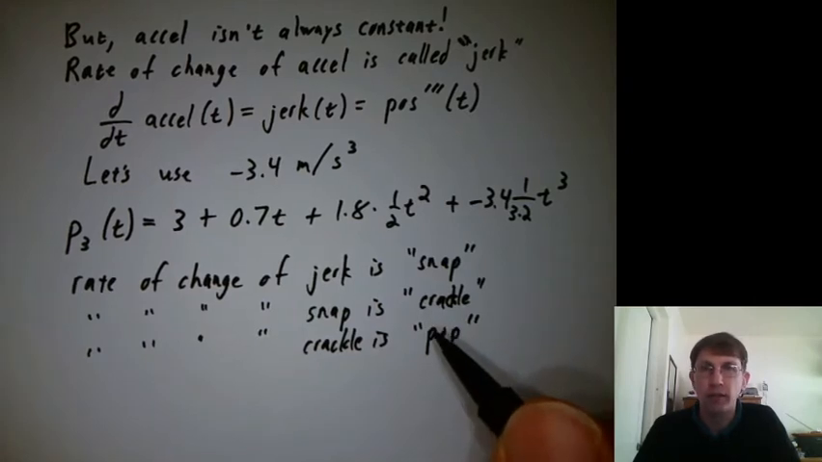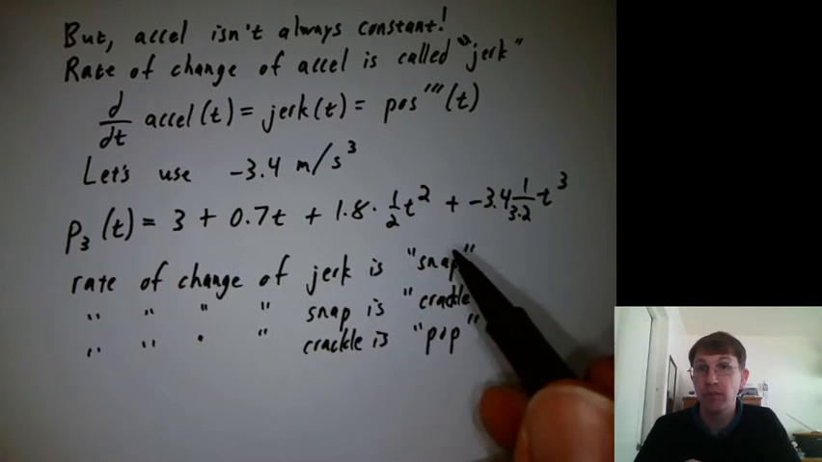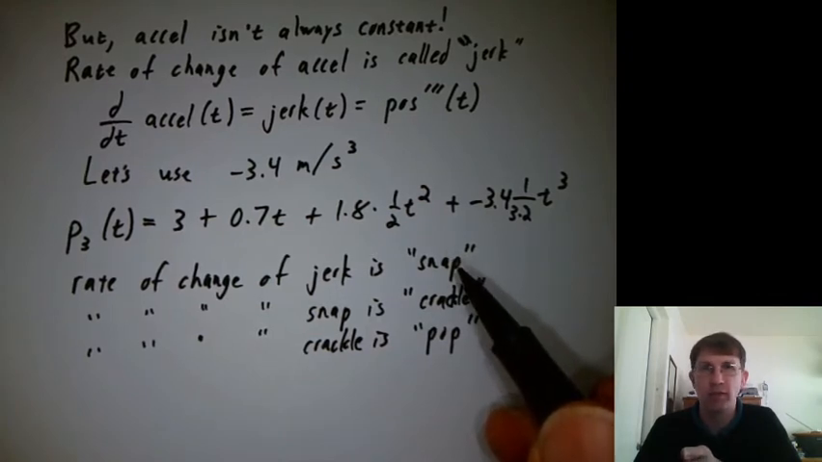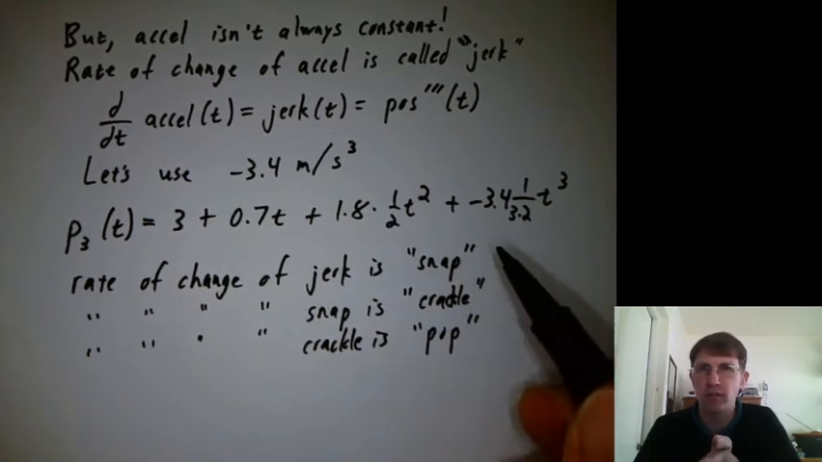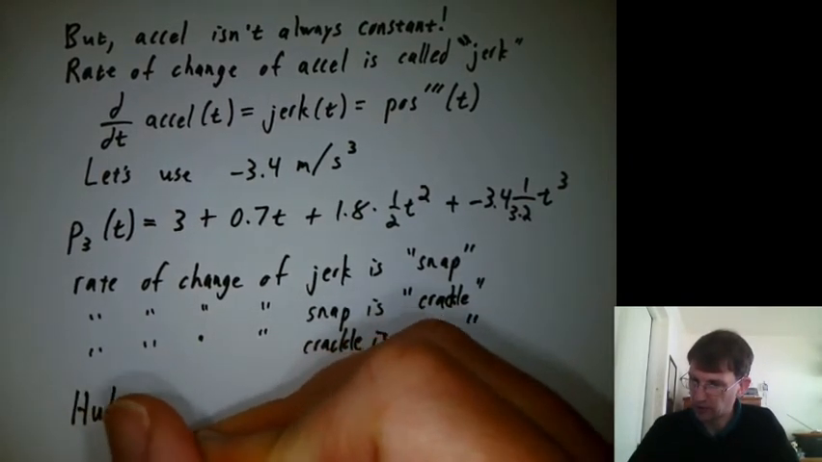I've heard that when planning the Hubble Space Telescope, NASA included all the terms up through snap, which I think for self-driving cars you wouldn't usually do that. You would probably only consider jerk. So let's write that down.